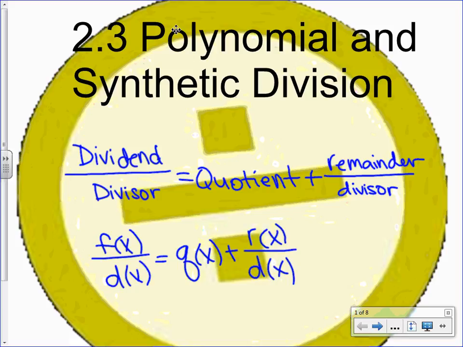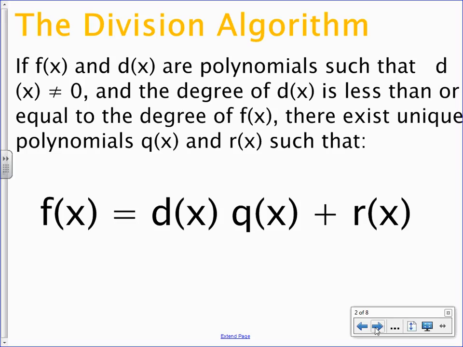There's something that we need to talk about called the division algorithm. What you notice is we have this division problem equals a quotient plus a fraction if there's a remainder. Is there a way to write this without any fractions? How would I get rid of all of the fractions in this sentence? Multiply by d of x. So if I multiply everything by d of x, we get something that looks like this.